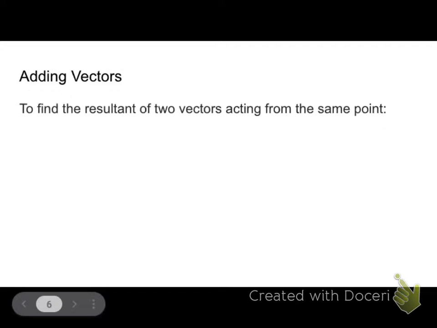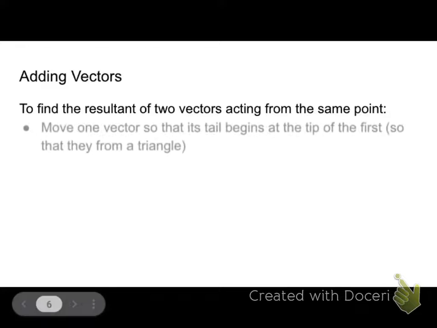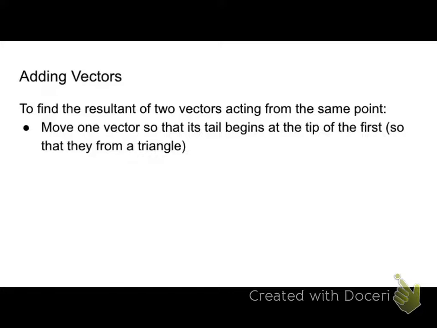And then if you're finding the resultant of two vectors that are acting from the same point on an object, so say an object is moving straight in front and then also to the left, those two vectors are acting on it from the same point, but you can move one of them so that the tail begins at the tip of the first, so that they form a triangle. Okay, so let's say you have your box that's moving in this direction and then also in this direction, and you want to find the resultant.